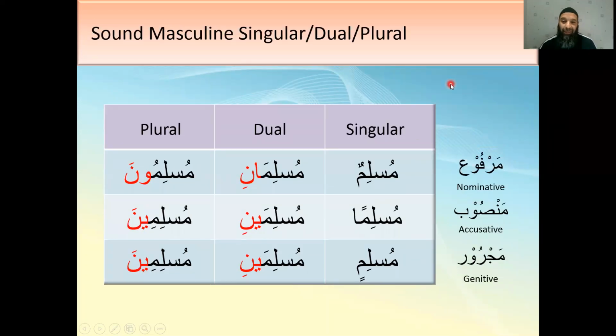So that is a table you're going to need to learn off by heart. All those words are going to be in the test. I'm telling you what's going to be in the test. Some plurals.